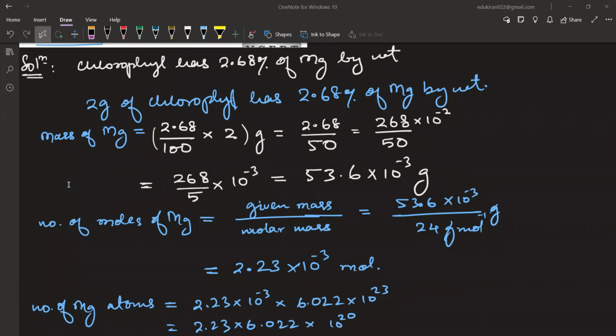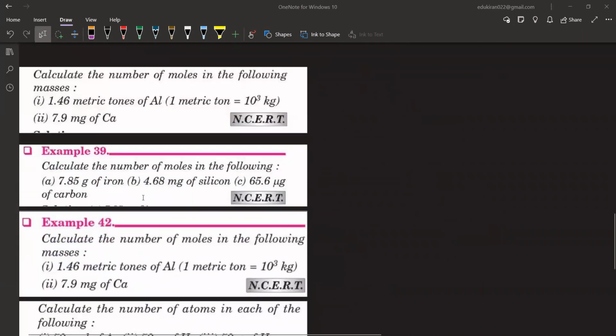All of you wrote this? Yes or no? Please tell me. All of you wrote this? Yes. Okay. Now, write this. Calculate the number of moles.